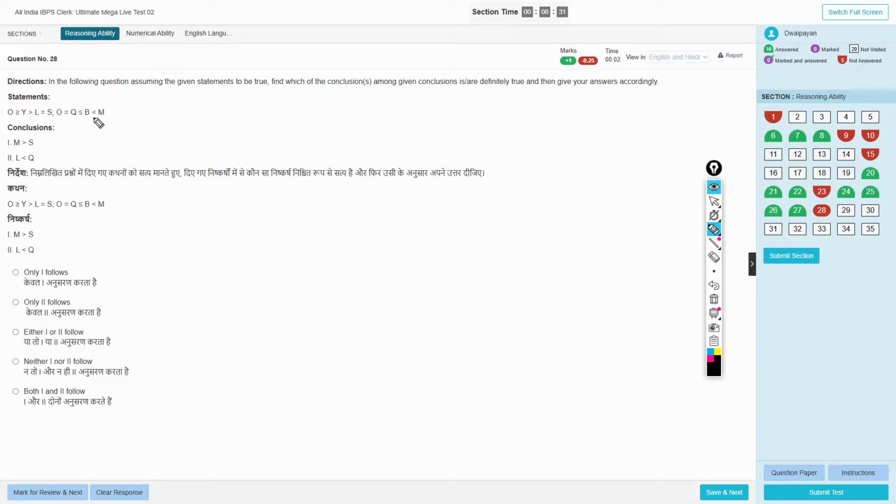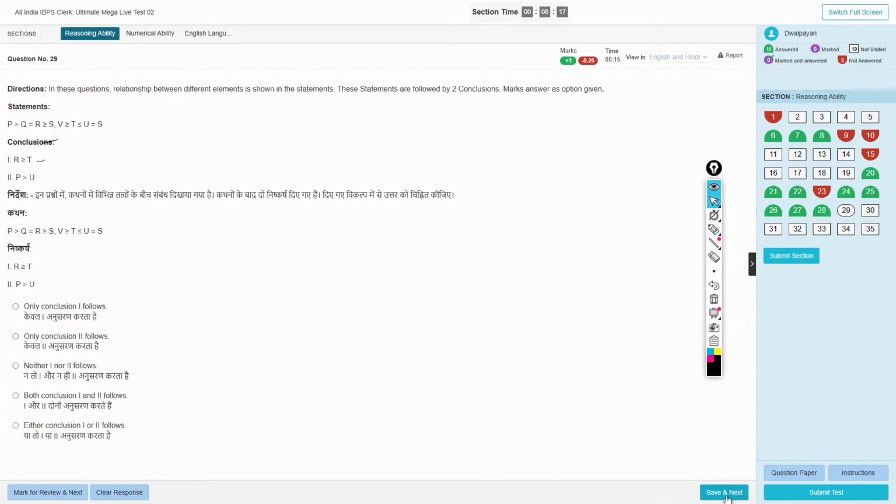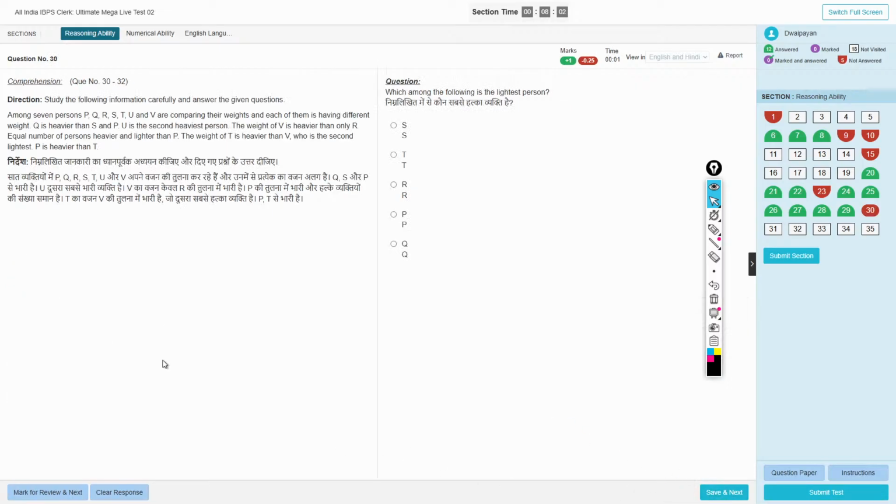M greater than S, M greater than Q greater than O, O greater than S, and L less than Q, L less than Y less than Q. Yes. So both. R greater than or equal to S and S greater than or equal to T. First one holds, and P to Y. P greater than S, S okay, Y. So this is also true. So both conclusions follow.